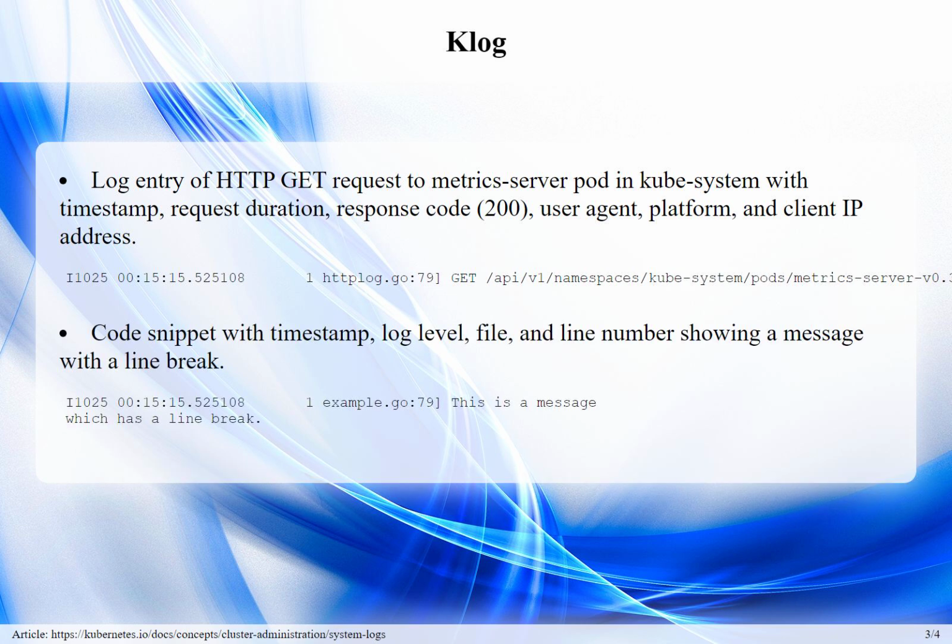This code snippet shows a log entry with the timestamp I1025 00:15:15.525108, indicating the date and time of the message. The number 1 after the timestamp represents the log level, and example.go:79 indicates the file and line number where the log was generated. The message itself says, "This is a message which has a line break."